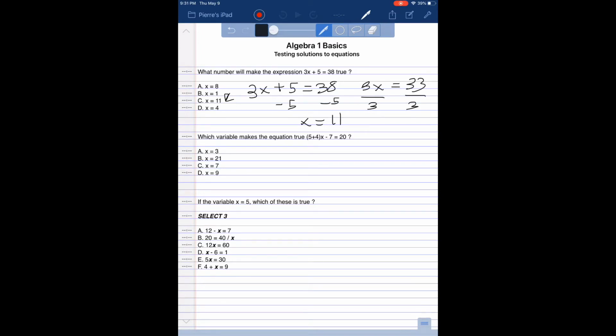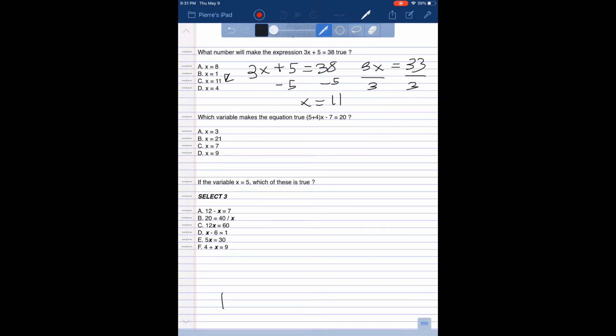Which variable makes the equation true? 5 plus 4, inside the parentheses, outside the parentheses, x minus 7 equals 20. So this is when I was talking about our PEMDAS rules, right? I'm going to write them down here so we remember. Gotta always remember these. Again, it's parentheses, exponents, multiplication, division, addition, and subtraction. So the first thing we're going to start off with is what? Parentheses. So if we're starting off with parentheses first, that means we have to do whatever we need to do inside the parentheses and then write it out.